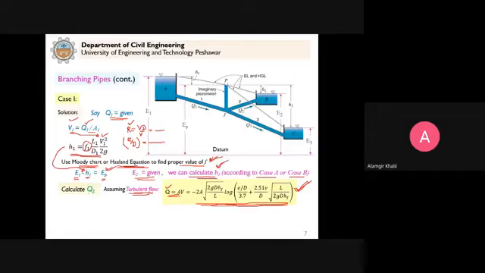When you calculate Q2, then you can calculate again the Reynolds number by calculating the velocity V2.